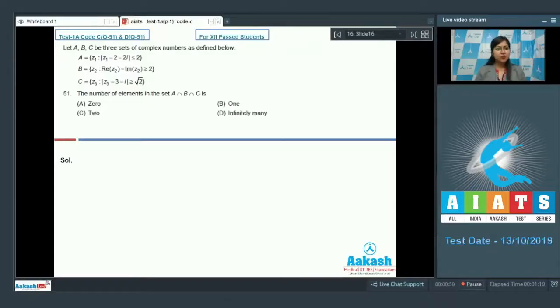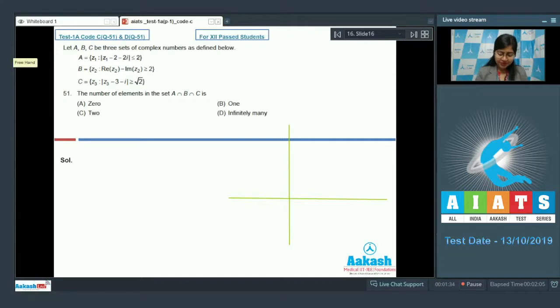Next is paragraph type questions, in which it is given that let A, B, C be three sets of complex numbers as defined below. A is Z1, where modulus of Z1 minus 2i is less than or equal to 2, and B, where real part of Z2 minus imaginary part of Z2 is greater than or equal to 2, and C says that modulus of Z3 minus 3 minus i is greater than or equal to root 2. So let's firstly draw the graph.